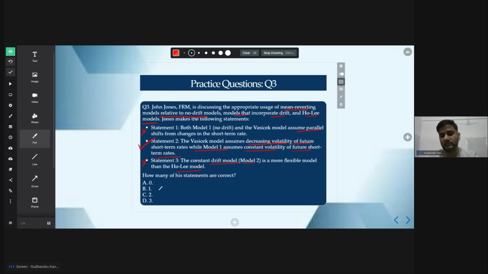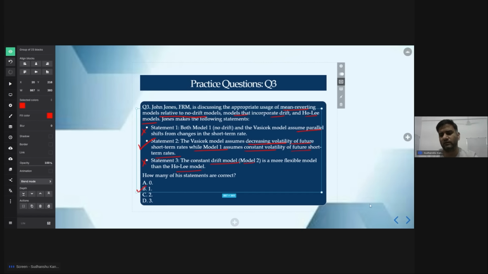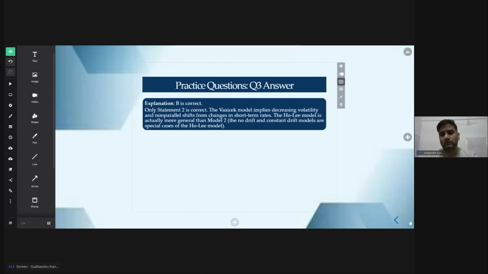How many of these statements are correct? One statement is correct. Only statement two is correct. So very straightforward. If you know the property, you're able to do it. All right, guys, with this we have finished this chapter. Quite a tricky chapter, not easy to understand, right?